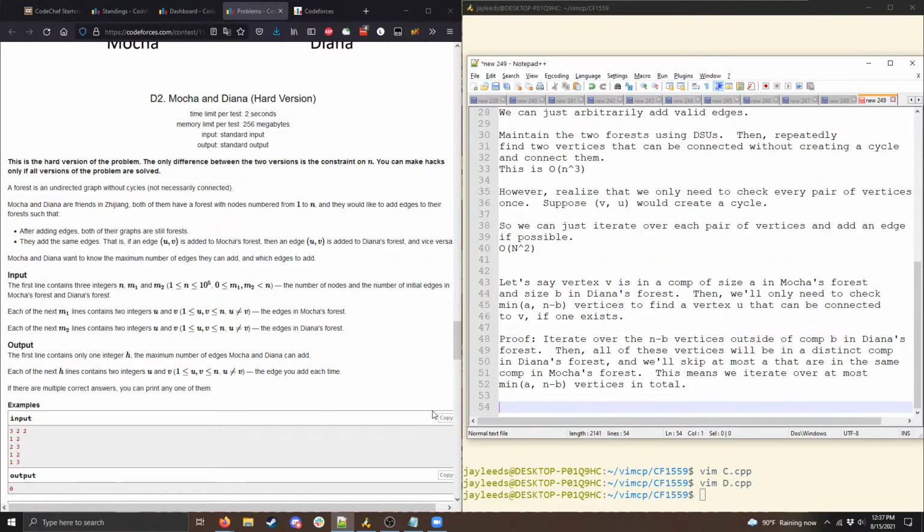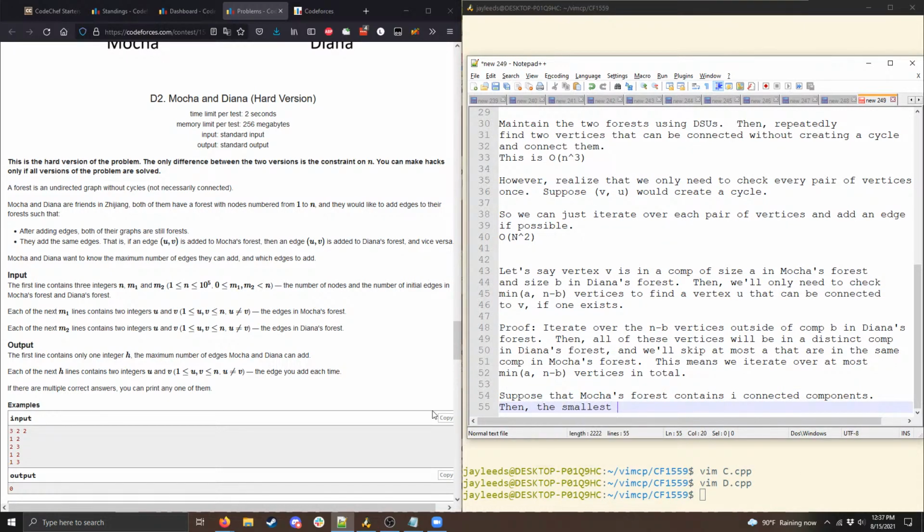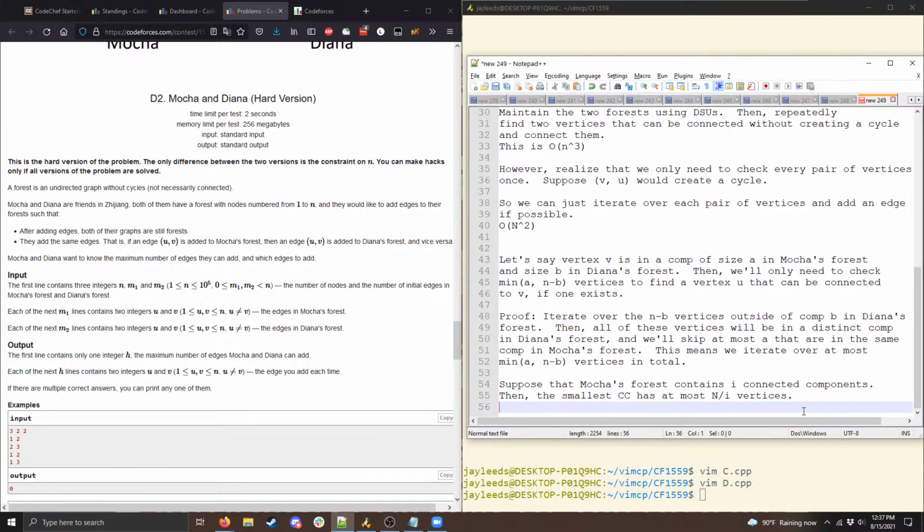I'm thinking, okay, so suppose that Mocha's forest contains I connected components. Then the smallest connected component has at most n over I vertices. And so what I'm thinking is that we can use this bound by picking a vertex V in the smallest connected component, and that way we'll just need to iterate over the sum of n over I vertices, which is O of n log n by the harmonic sum.